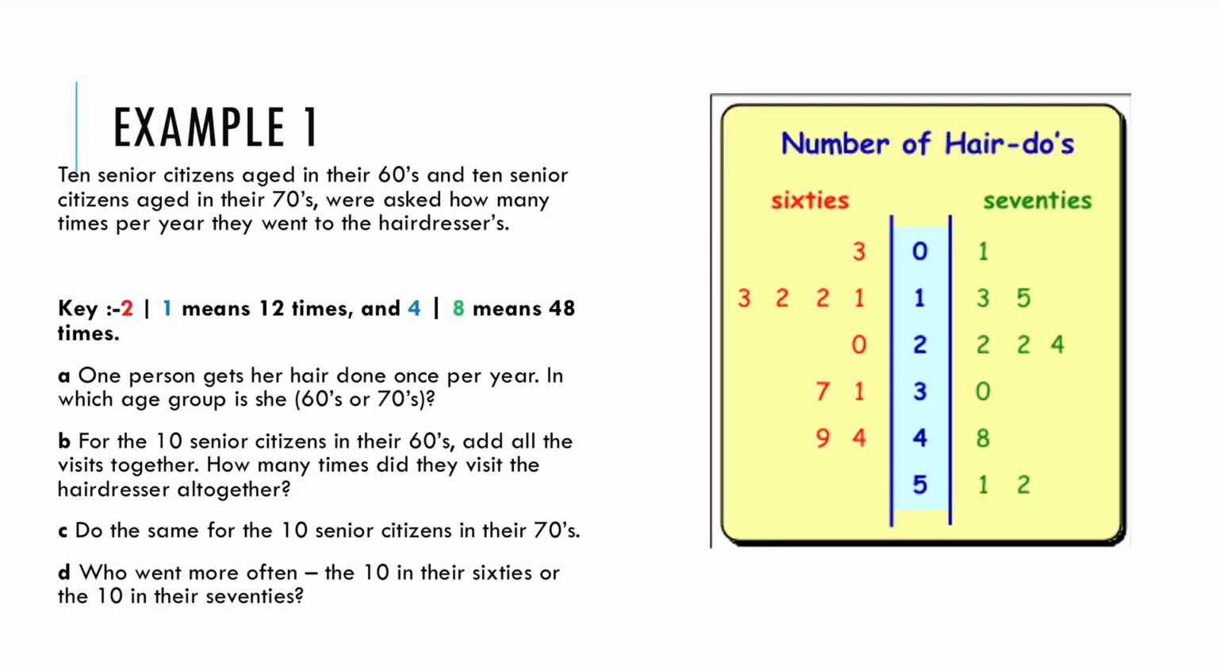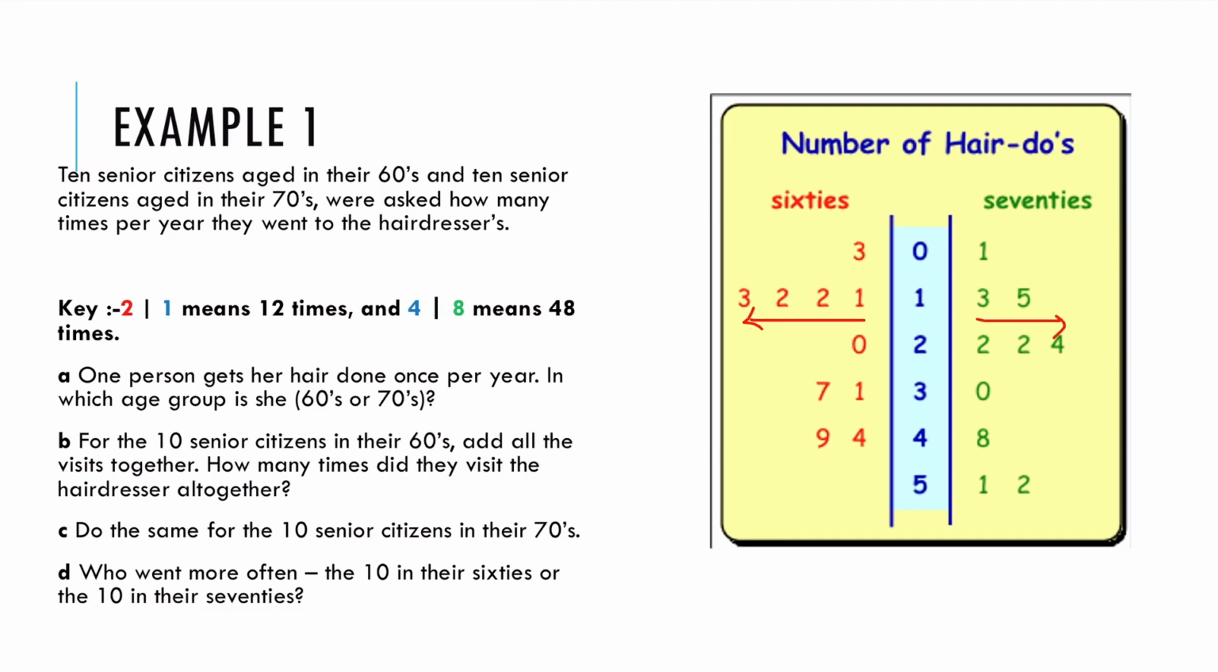So here we have an example of a back-to-back stem and leaf diagram. This is the number of hairdos, and it is split into 60s and 70s with a stem running down the middle. This allows us to compare two different categories on the one stem and leaf diagram. If you look at the left hand side, we can see that the smallest numbers always stay closest to the stem and they get larger as they go away from the stem, and the same happens on the right hand side.